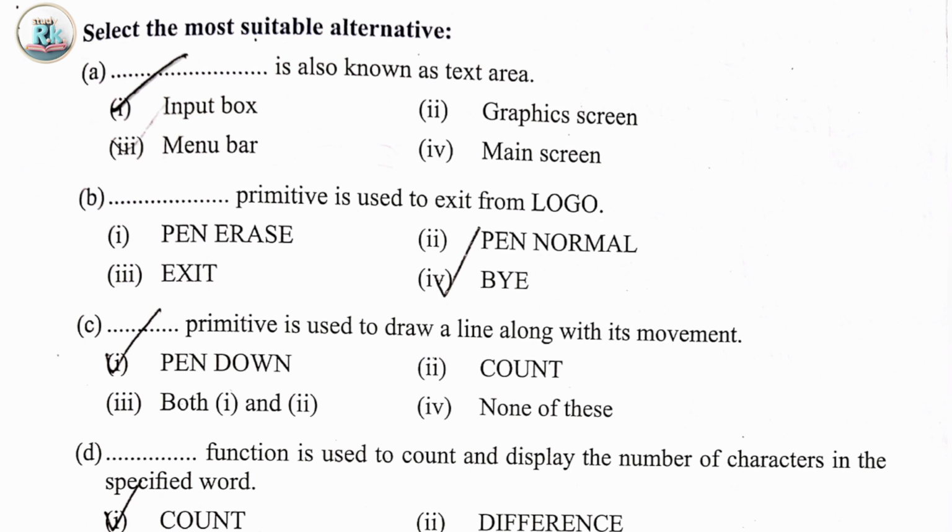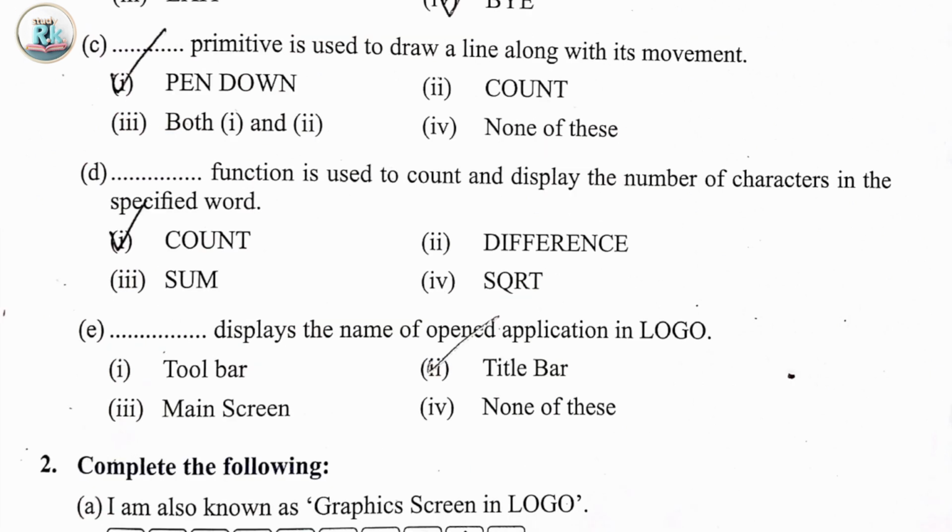C. Blank primitive is used to draw a line along with its movement. Answer. Pen down. When pen down is active, the turtle draws lines. D. Blank function counts number of characters. Answer. Count. Count function is used to count and display the number of characters in a word.